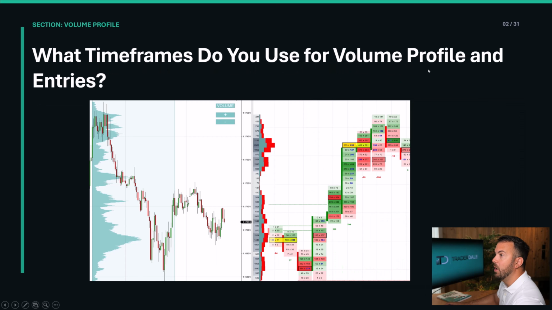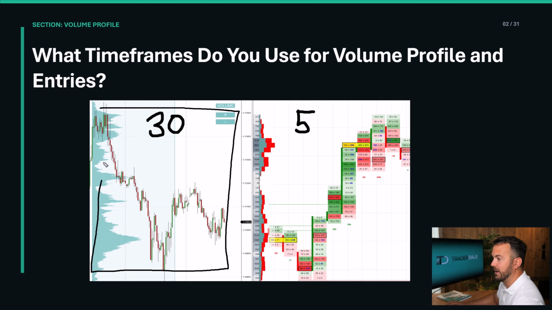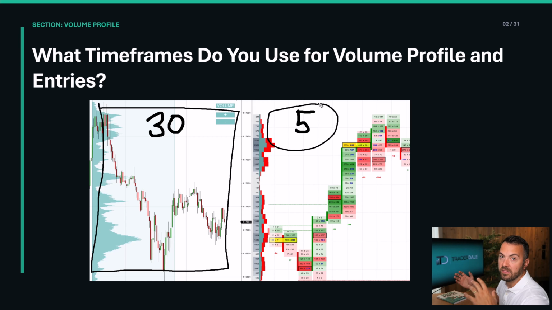Question number 2. What time frame do you use for volume profile and for entries? For volume profile, it is always 30-minute time frame, and for my entries, it's 5-minute time frame. I use the 30-minute time frame on the volume profile so I can see the big picture and identify the big levels, and then the 5-minute time frame on the footprint chart to time the entries. There I need to see the details, so that's why I have it like this.